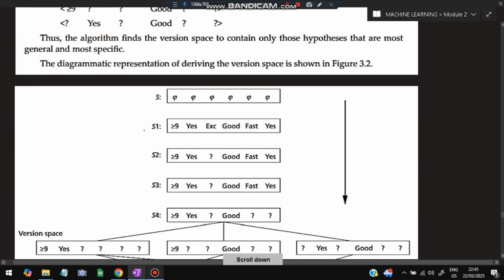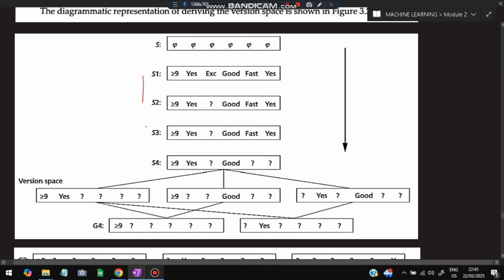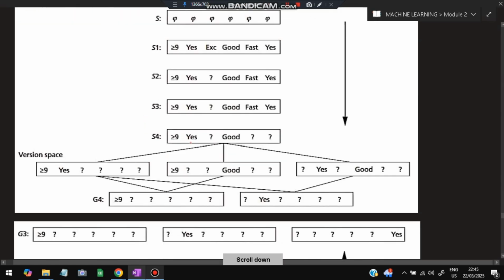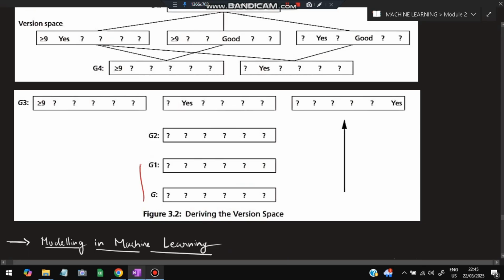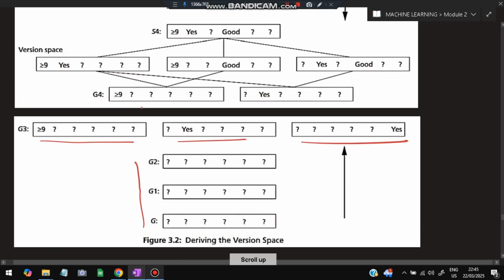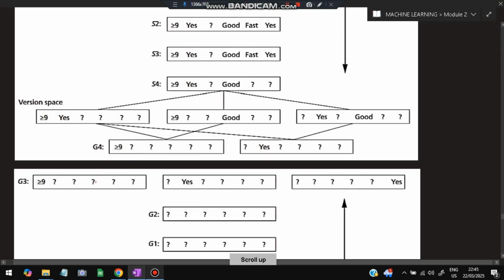But if we see it diagrammatically, S1 became like this, then S2, then S3, then S4. Okay, this is S4. And if we go in reverse, G1, G2, G3 it became. So G3 finally became 3 because 3 things had remained the same and all others changed. Whichever changed has to be denoted by a question mark, right? So then we have this value and this value.